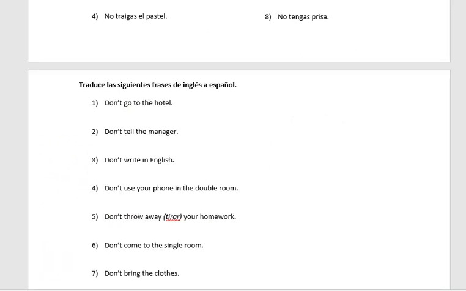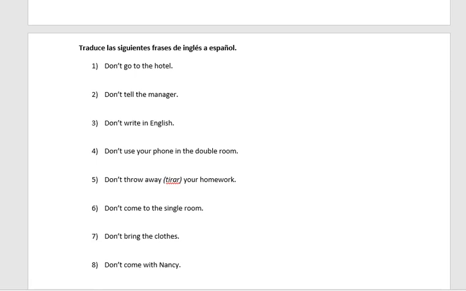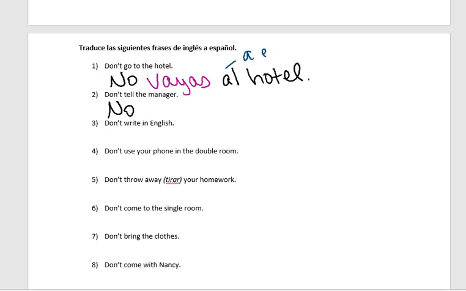For the next part, we're doing our inglés a español. These are the negatives looking at what's on the chart above. For número 1, don't go to the hotel. We know that all of these are going to start with no, because this is something that you do not want the other person to do. For to go, we know that our verb is ir, and the irregular is vayas. And then we know al hotel. We get this al because when you have a el together, it becomes al.